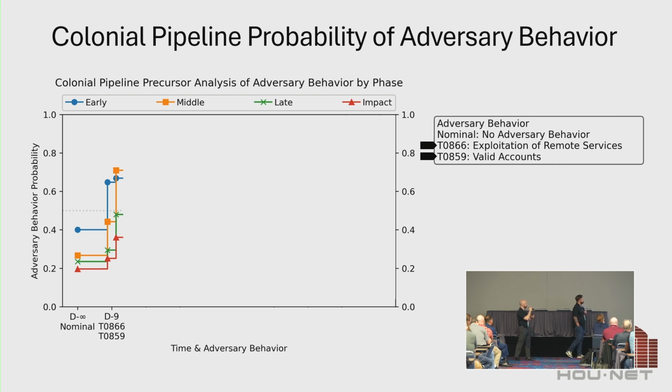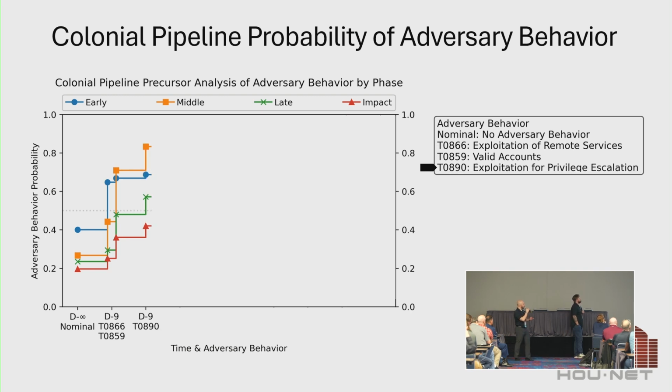So you can see the blue and the orange lines spike pretty quickly for those techniques. Then we move on to exploitation for privilege escalation. Privilege escalation being mostly a middle phase behavior. So you can see we also get a sharp spike in middle, and that actually does carry a little bit over into late as well.